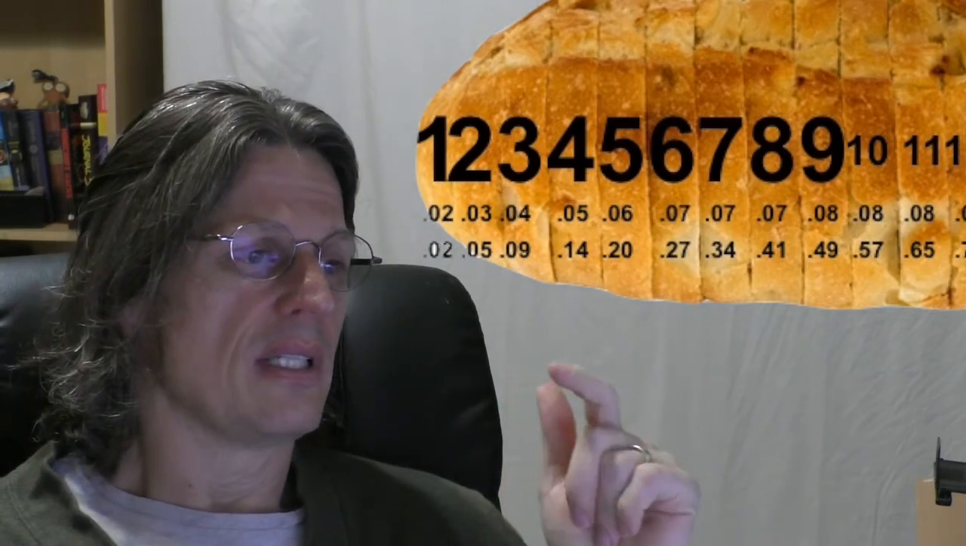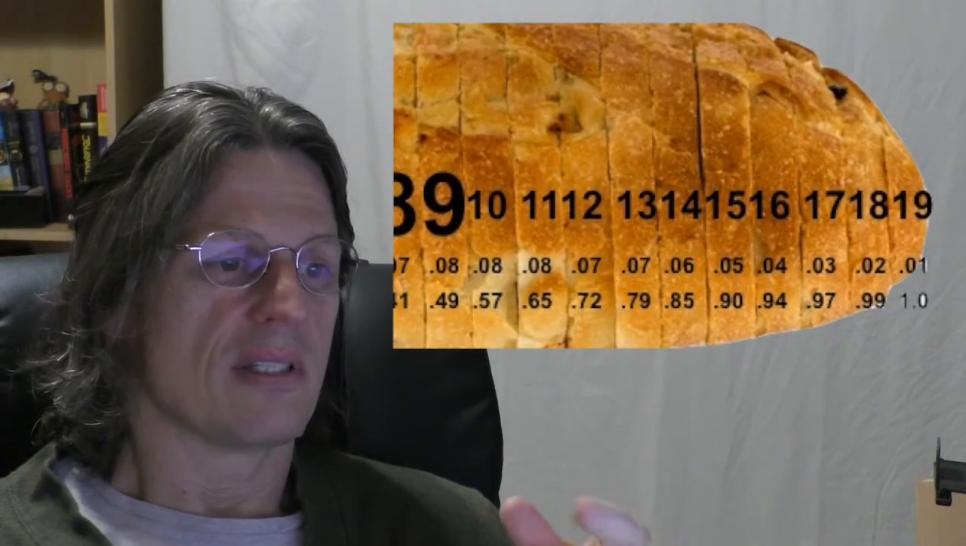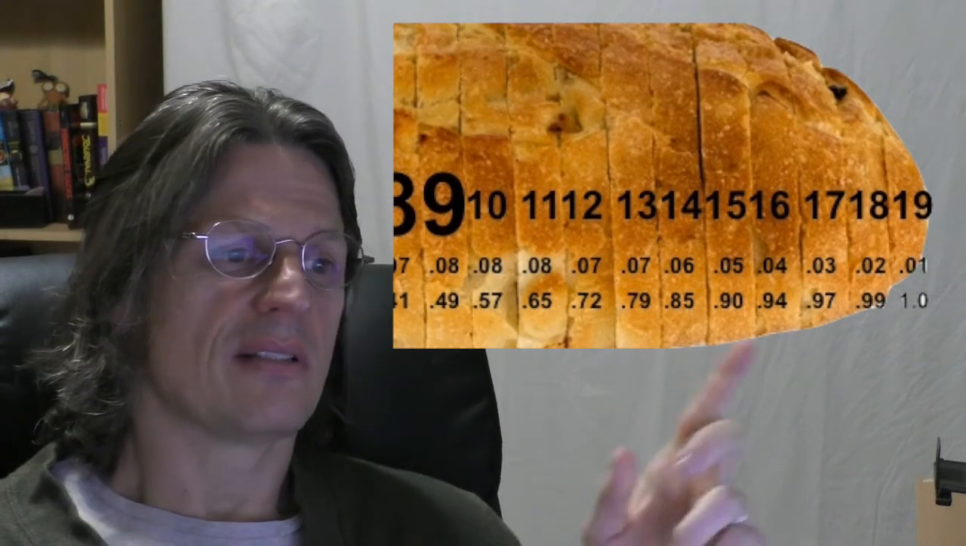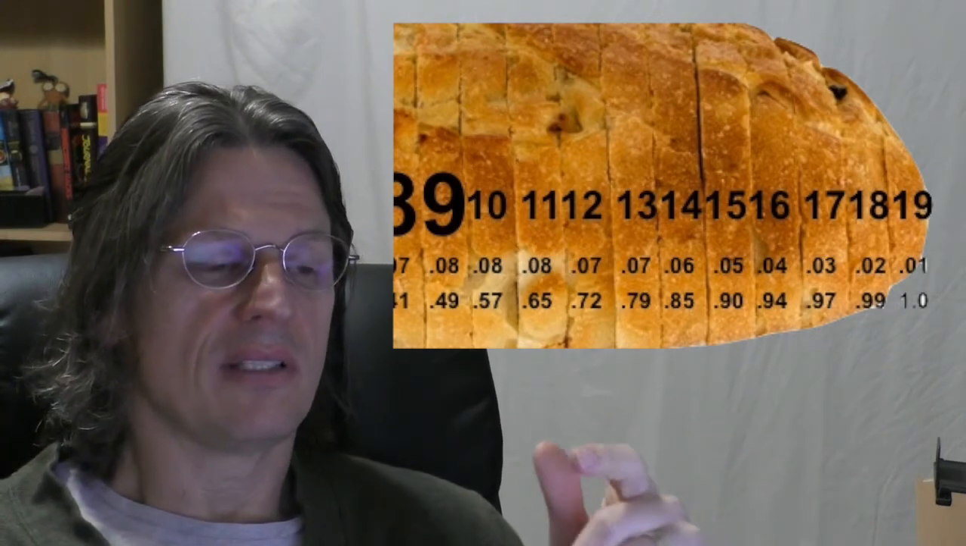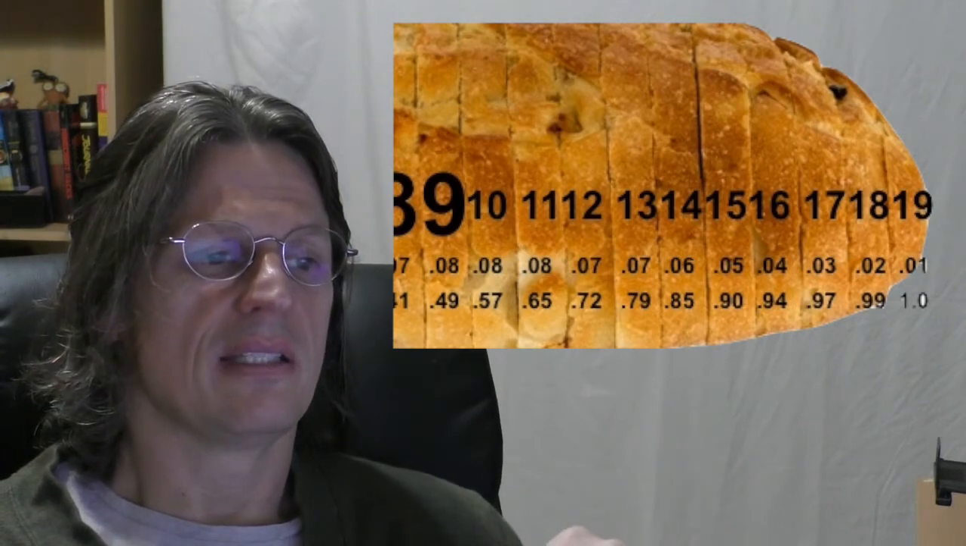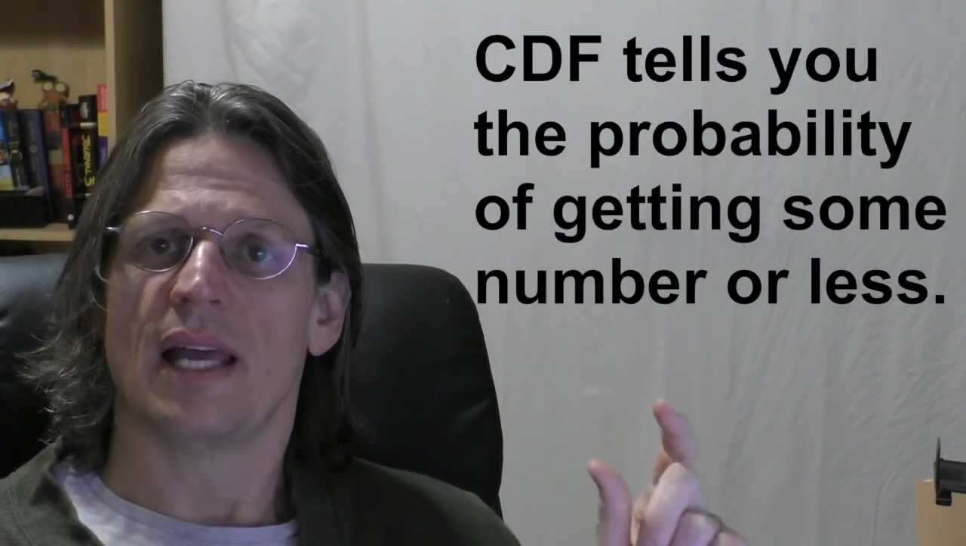The probability, the percentage of the bread that's at 3 or less is 9%. And if you go over here to 17, the percentage of the bread that's 17 or less is 97, 99 for 18, and 100% of the bread is in slice 19 or less. Okay, so the cumulative distribution function tells us the probability that you have some number or less.